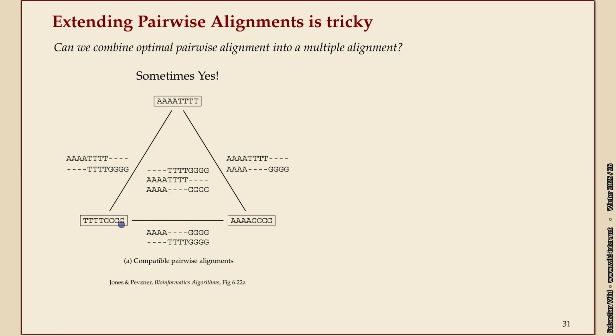Along these edges, there's the optimal pairwise alignment, where here you want to bring the A's into alignment, here the T's and here the G's. And it turns out here you can combine these pairwise alignments in a smooth way into this multiple sequence alignment. And you keep all the matched pairs in the multiple alignment.